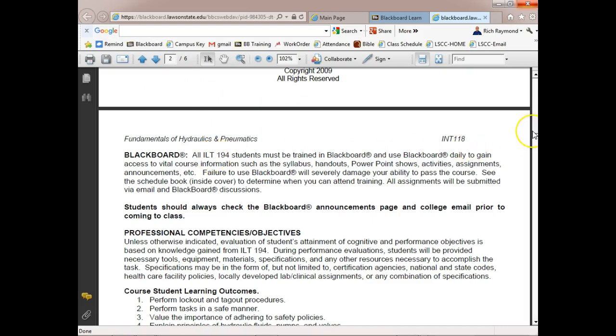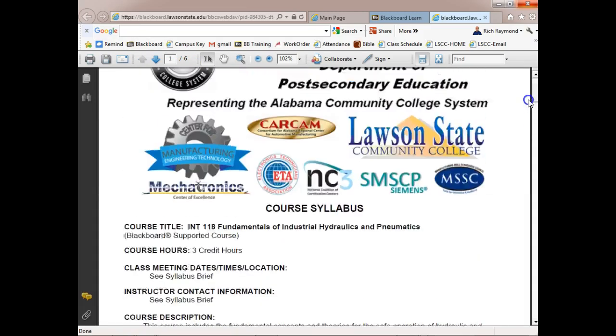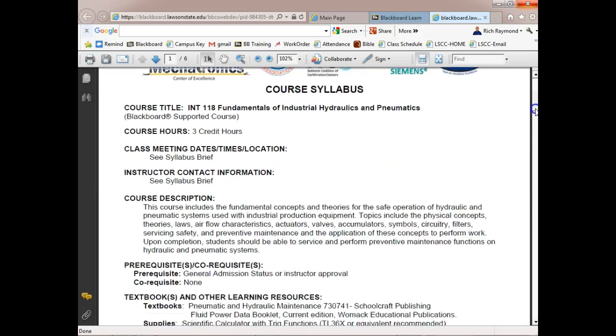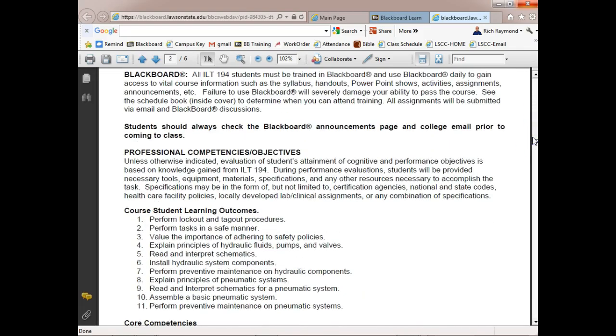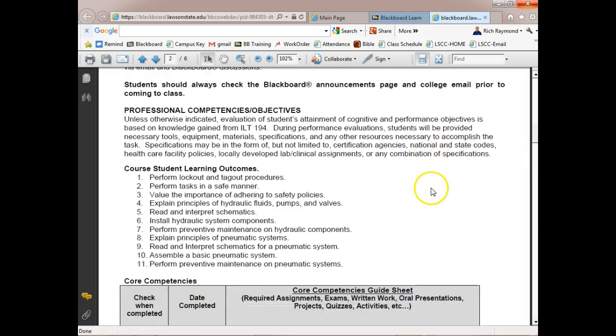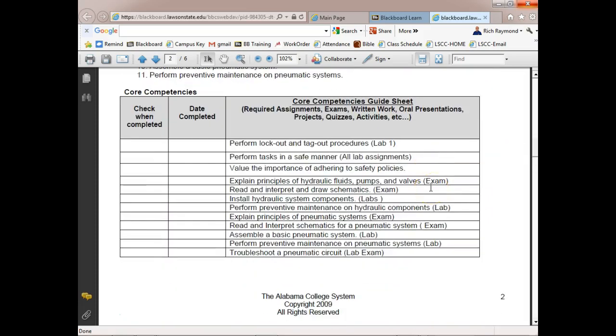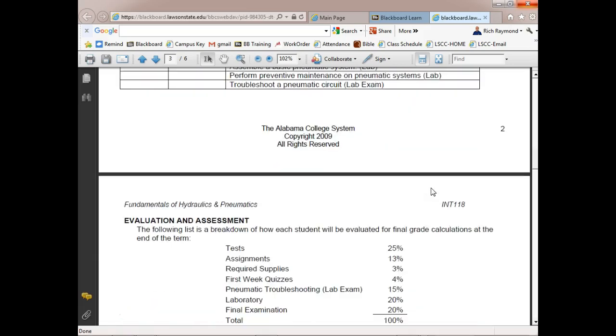Of course, it says Blackboard. Why does it say ILT 194? Yes, ILT 118. Undoubtedly, whoever did this copied it over from the intro to PLCs. All our syllabuses are basically the same. But I'll go in there and change that. These are right: lockout, tagout procedures, fluid valves.